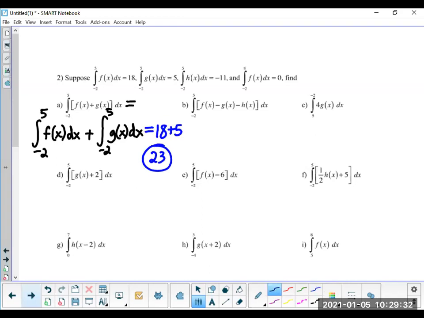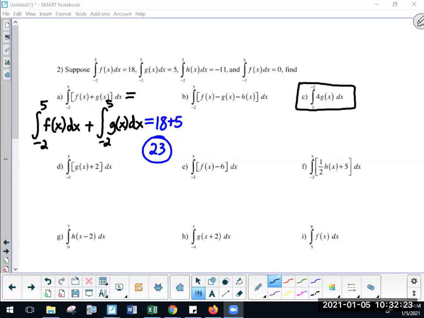Let's draw our attention over here to letter C. Letter C is the definite integral from 5 to -2 of 4 g of x dx. I'm going to pause the recording here and give you a little bit of time to do some practice and/or ask me questions.